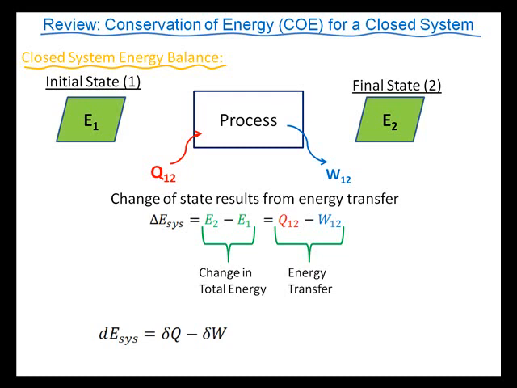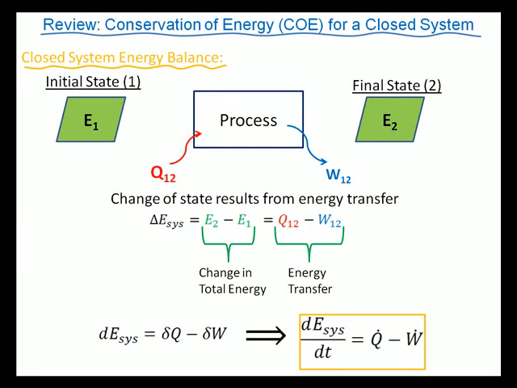Now, if I want to know how those change with respect to time, I simply take the time derivative of each one of the elements of that equation. So let's do that, and that gives us the conservation of energy for a closed system, which states that the change in the total energy of the system with respect to the change in time is equal to the rate of heat transfer minus the rate of work. And that rate of work is also referred to as power.